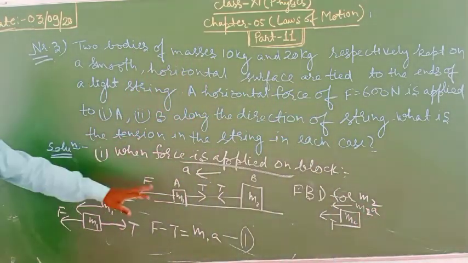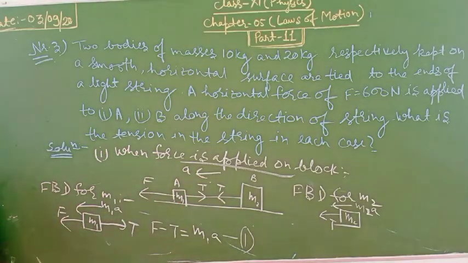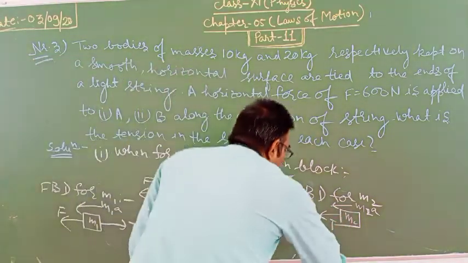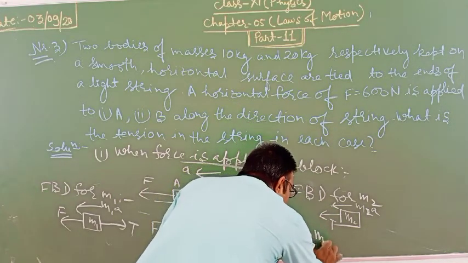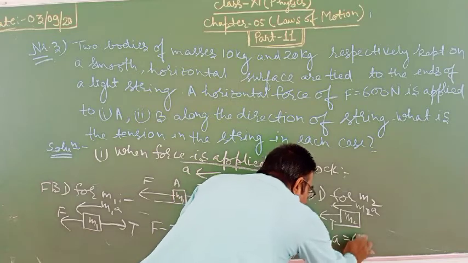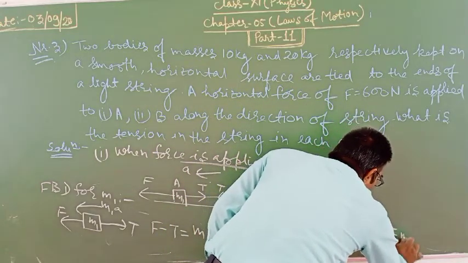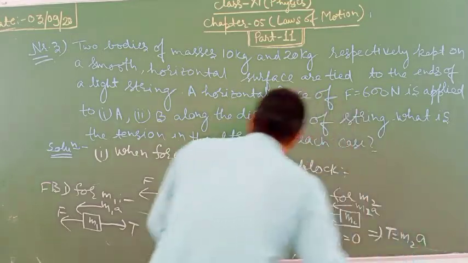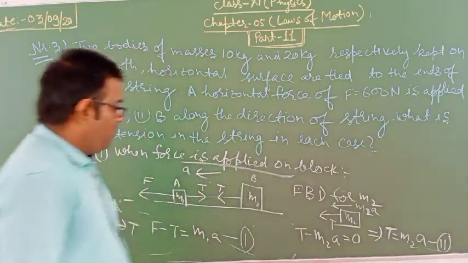No net force is acting. Any direct force is not acting on mass M2. So we can write T is equal to M2A, which means T minus M2A is equal to 0, so T is equal to M2A. This is equation number 2.